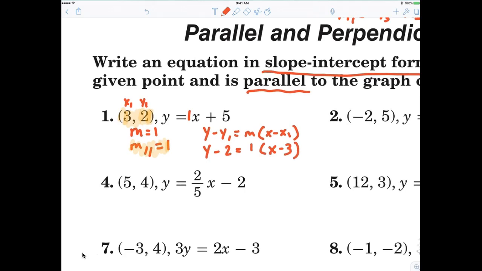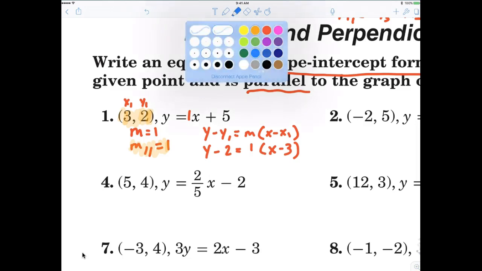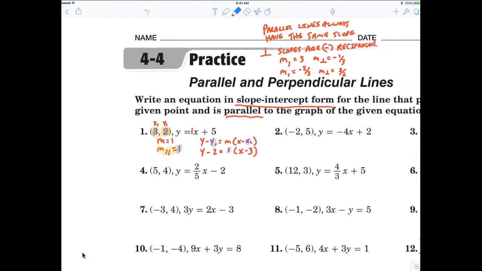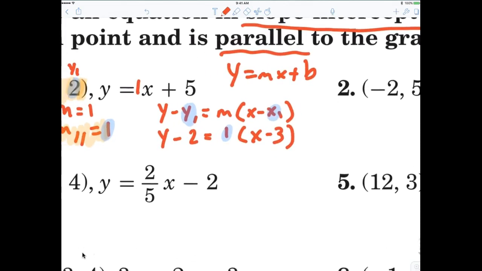minus 3. Now, just to make sure you heard me correctly, this x1 is 3, that's going in for x1 here, y1 is 2, so that's going in for y1, and the slope is 1, and there you have it. So that would be good if they had asked us for point slope form, but they did not ask us for point slope, so we've got to convert that into, again, y equals mx plus b. So all we have to do here is distribute the 1.